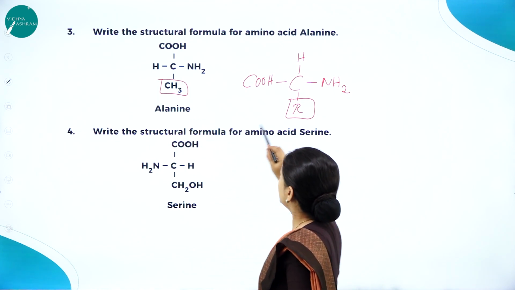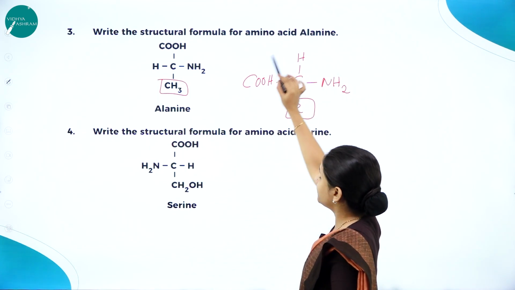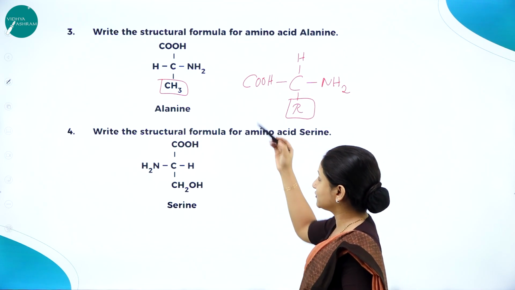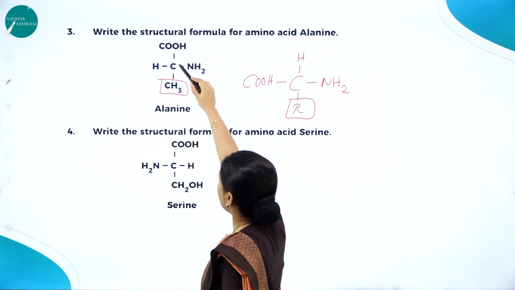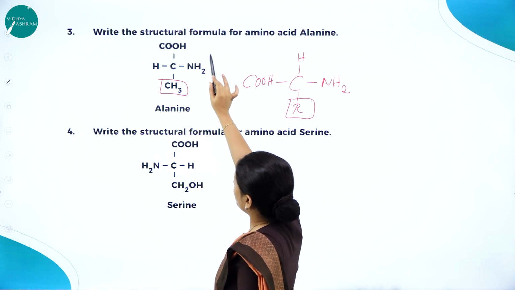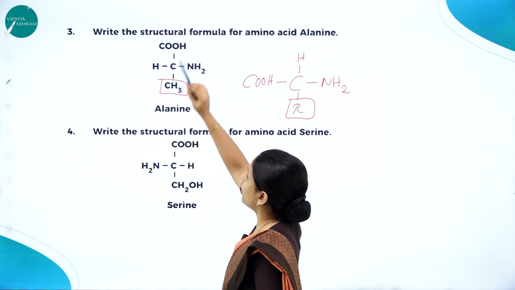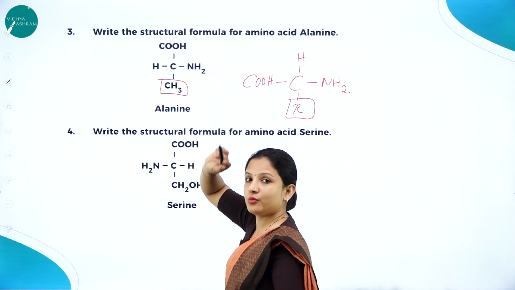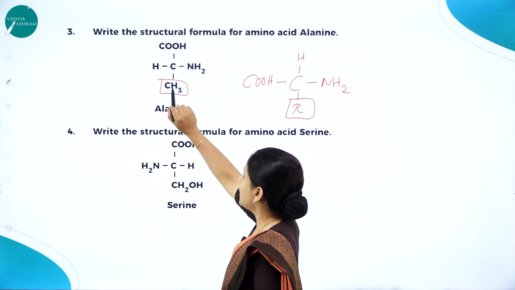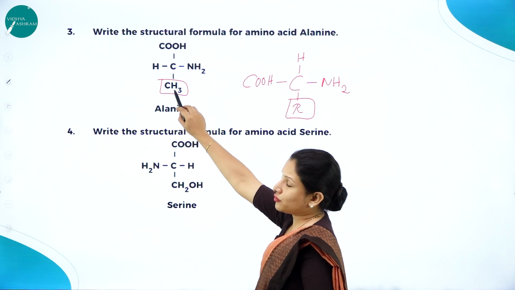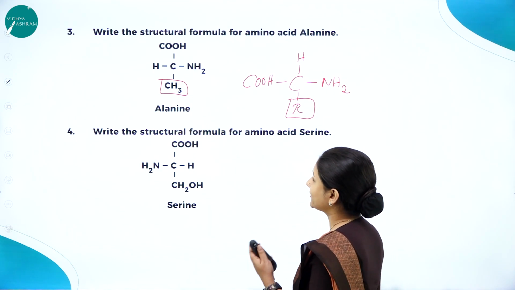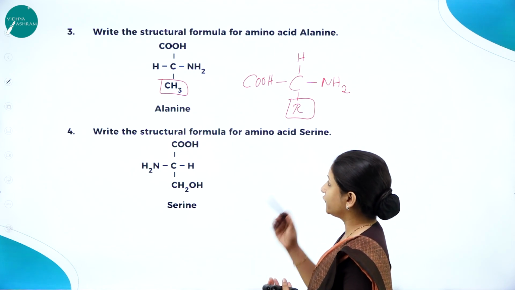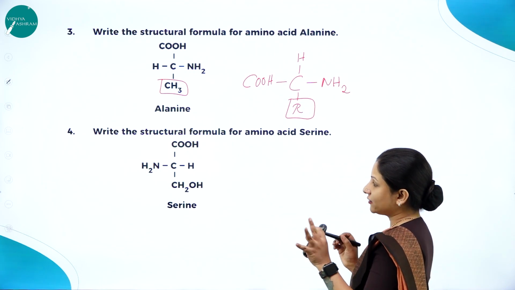Therefore, if you learn the simplest structure of an amino acid, the rest you can write. So alanine will have an alpha carbon atom, the same way, on one end the amino group, on the other end the carboxyl group, one hydrogen, and then the R group, that is the variable group, will be methyl here, that is CH3. Then it is called alanine. If you write the structure, you will get 2 marks.